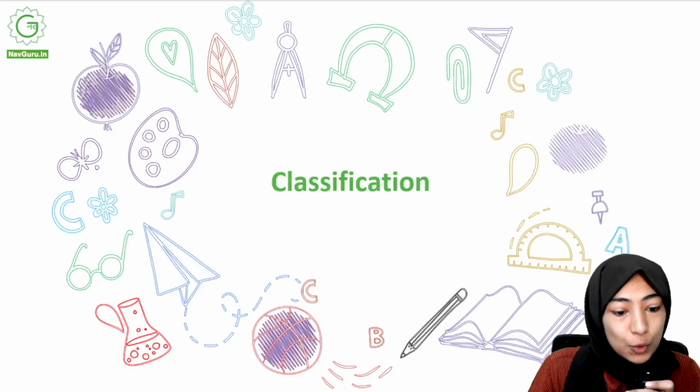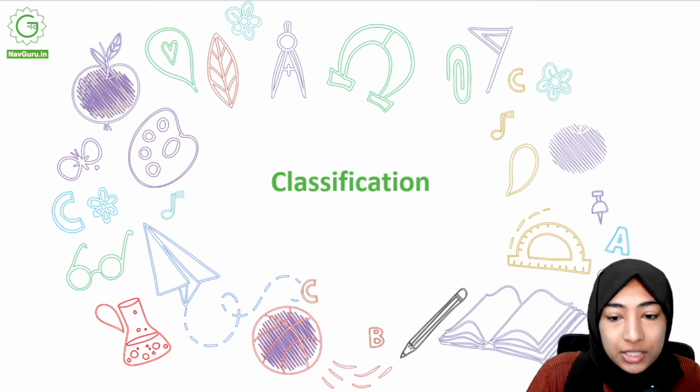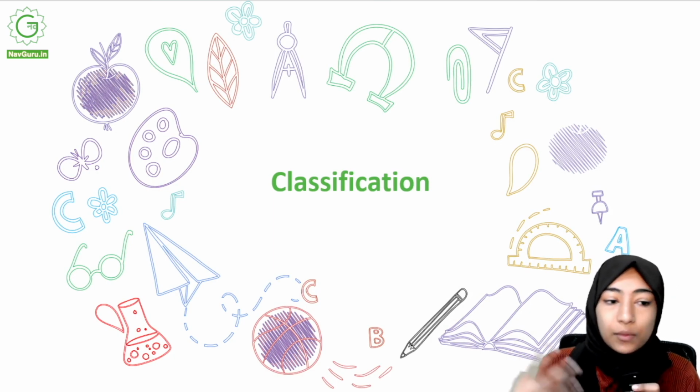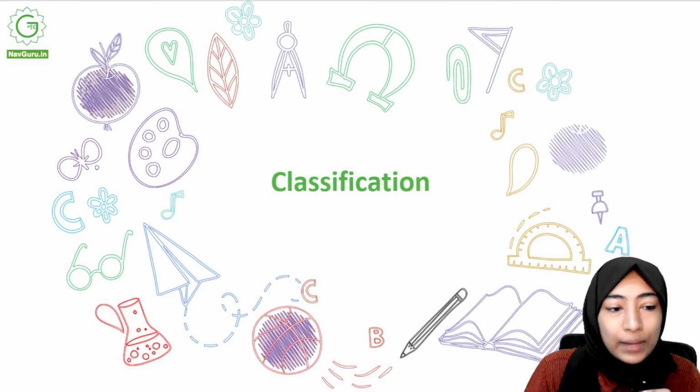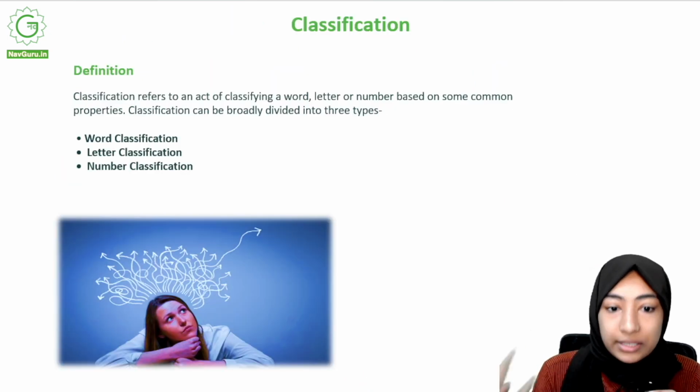Hello kids, so we will be starting with our first chapter under intelligence today, classification. This is a very easy chapter, very easy to understand. The questions are also very easy, so you'll have a good time going through this chapter. So let's get into the definition.